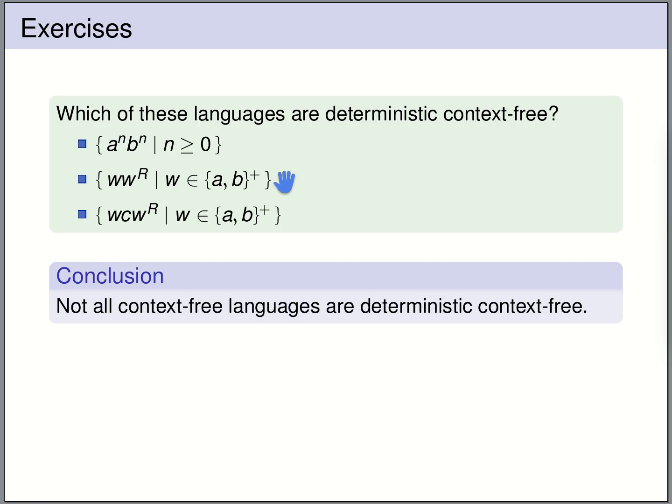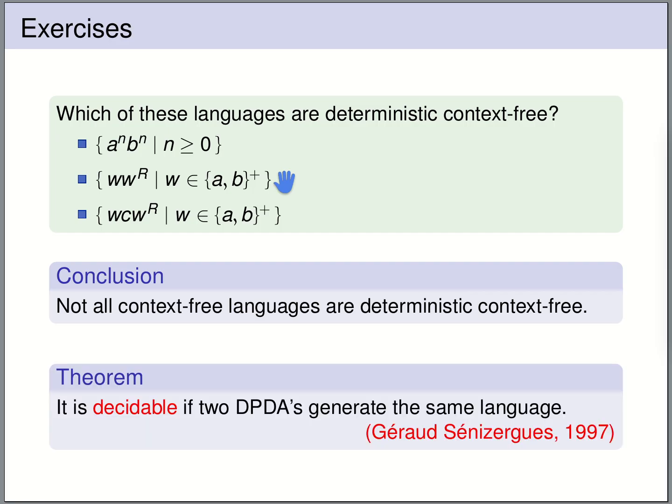And there is a landmark result from the end of the 90s that says, for deterministic pushdown automata, language equality is decidable. So given two deterministic pushdown automata, it is decidable whether they accept the same language. And this really was a landmark result because it was already long known that for non-deterministic pushdown automata it is not decidable, but the proof that it is decidable for deterministic pushdown automata was really difficult and was open for many years.